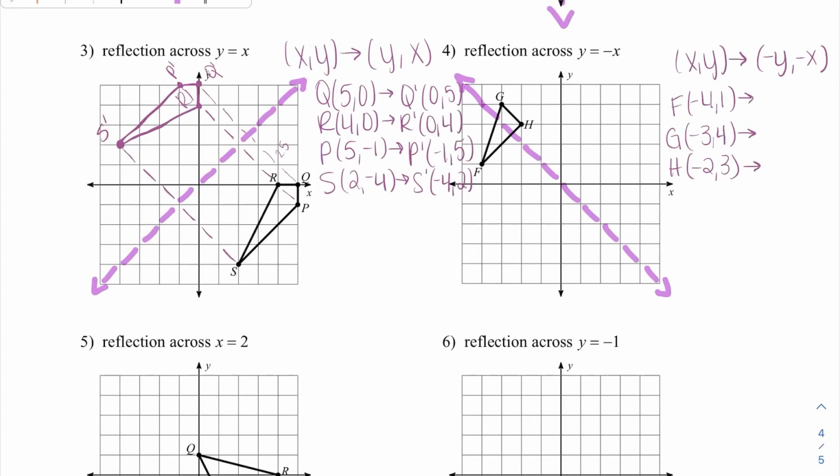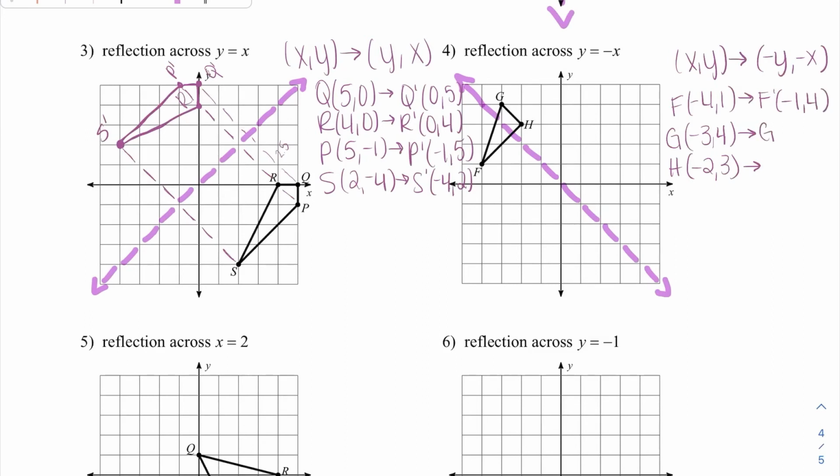So again, we need to switch the sign and switch the order. So for F, if we switch the sign of x and y, -4, 1 would be 4, -1. But we also have to switch the order. So it is going to become -1, 4.